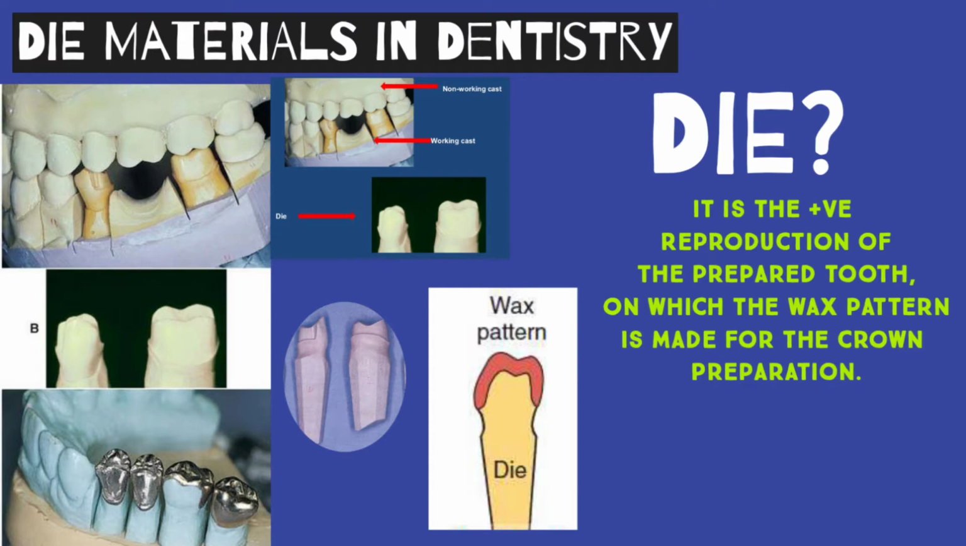Okay, so what is a die? It is the positive reproduction of the prepared tooth on which the wax pattern is made for the crown preparation. Here in the picture we can see the die where we have to prepare the wax pattern. So a die is basically the positive reproduction of the prepared tooth on which we have to prepare the wax pattern.